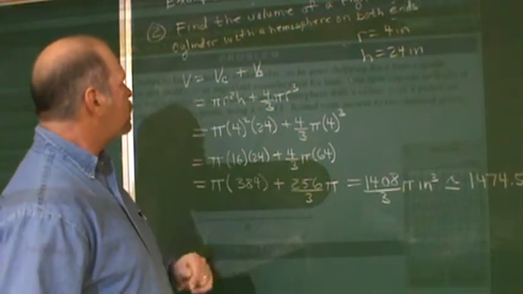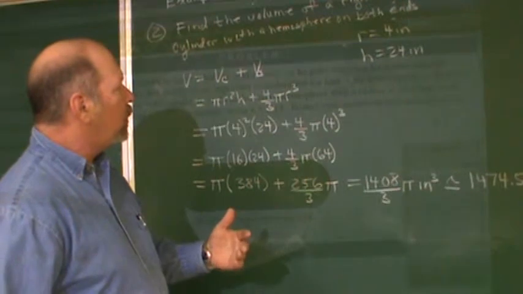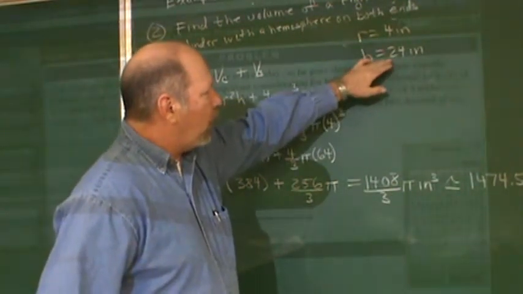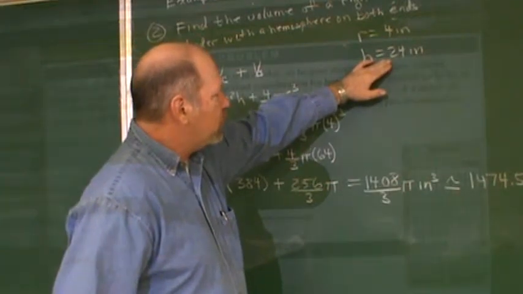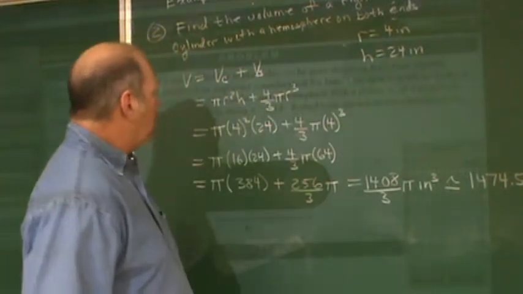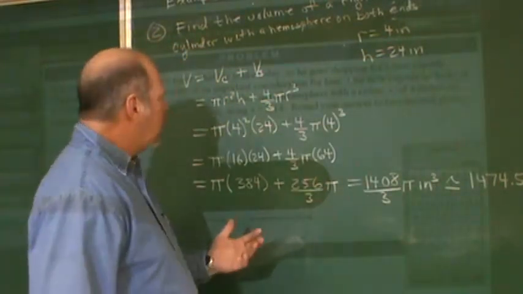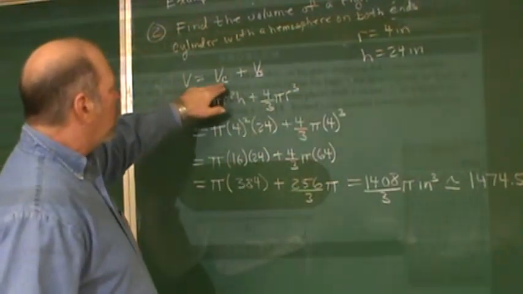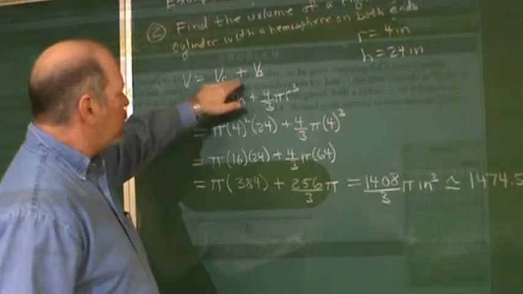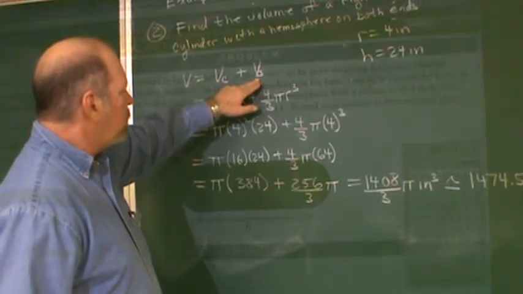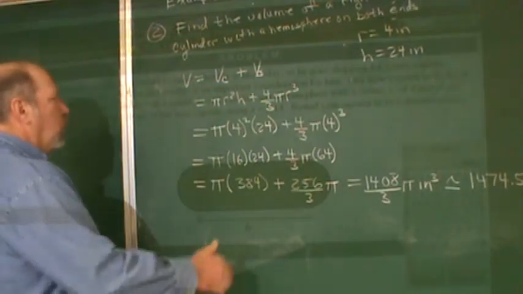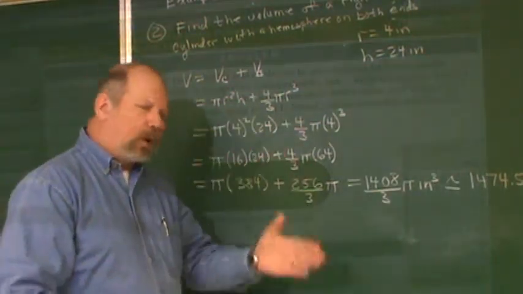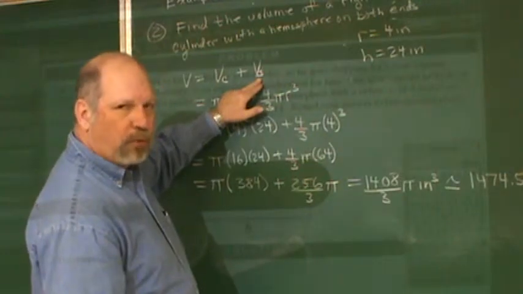Find the volume of a right circular cylinder with a hemisphere on both ends. In this case, we're given that the radius is 4 and our height, h, is 24, and these are both in inches. Now, it's really a pretty simple problem once you get around the fact that the volume of the whole time capsule will be the volume of your right circular cylinder plus the volume of your sphere. Because it's a hemisphere on both ends, we can get by with that. If there's only one end, then we'd take half of this volume.